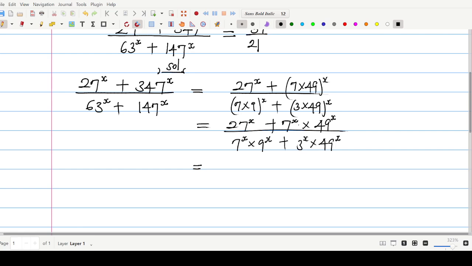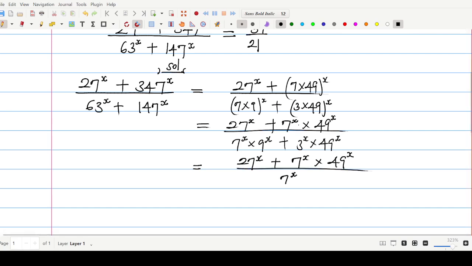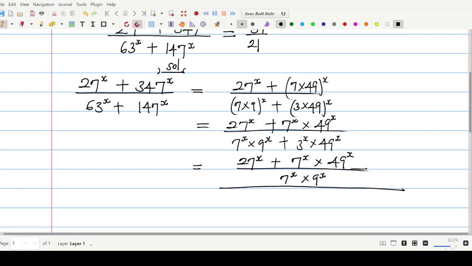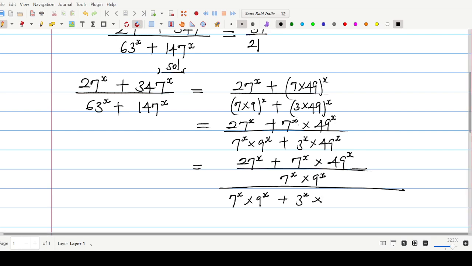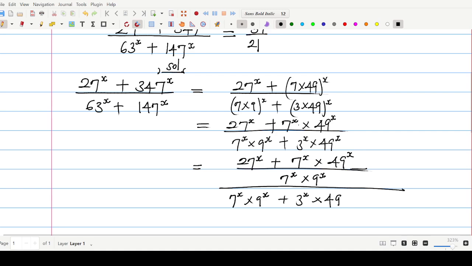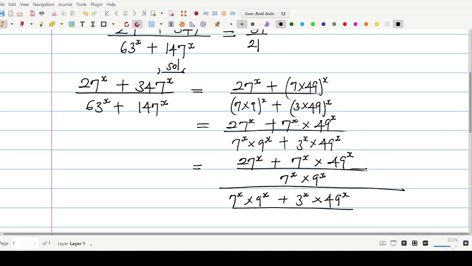So in so doing, we have the numerator divided as 27 to the power of x plus 7 to the power of x times 49 to the power of x, all divided by 7 to the power of x times 9 to the power of x. So we're done with that one. Then everything over, we have 7 to the power of x times 9 to the power of x plus 3 to the power of x times 49 to the power of x, all divided by the same quantity, which is 7 to the power of x times 9 to the power of x. Can you see that?